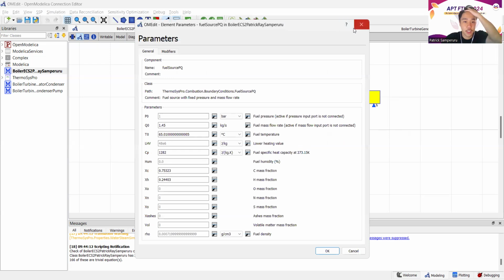And then next we have the fuel source with a fixed pressure and a fixed mass flow rate. The inputs include the mass flow rate in kilograms per second, the fuel temperature in degrees Celsius, the LHV, lower heating value, as well as fuel-specific heat capacity, which influences the specific fluid enthalpy, again, that is exiting the boiler.